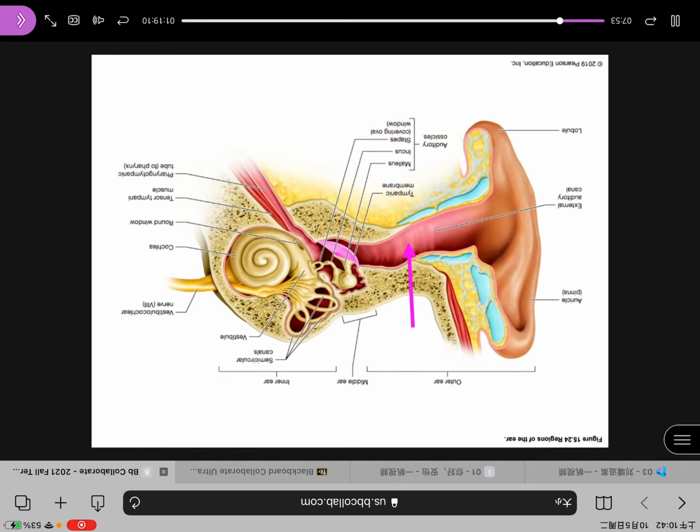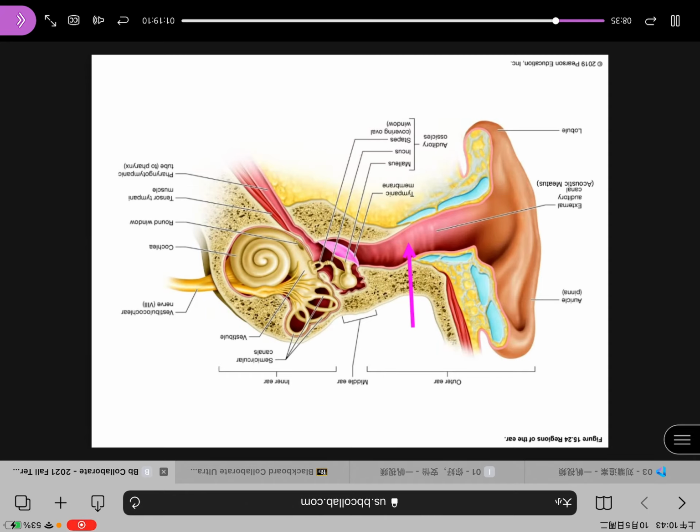So let me put some of the other names that you might find for this canal. Acoustic meatus, auditory canal. Either way, when you name this canal that goes from the outer end of your auricle and goes inward, make sure that you name it either as a canal or a meatus. Auditory canal or acoustic meatus.